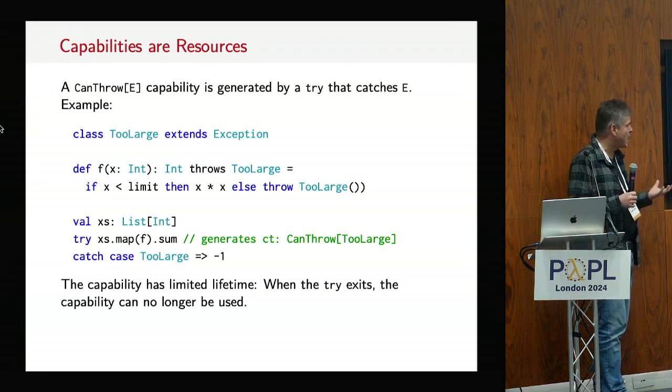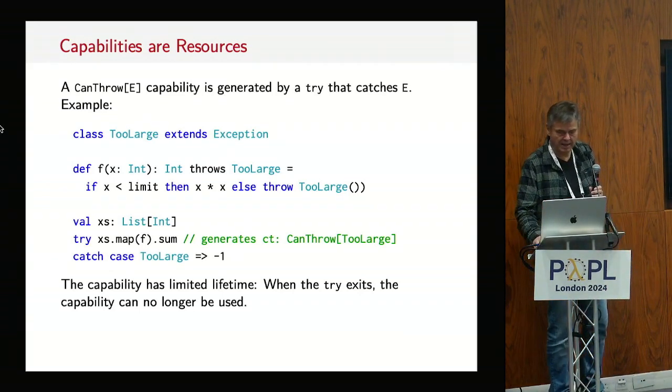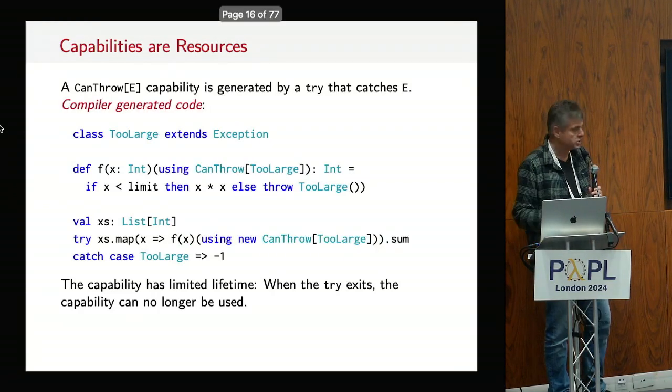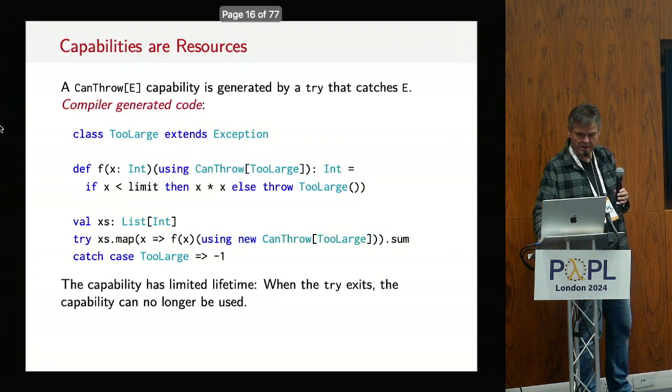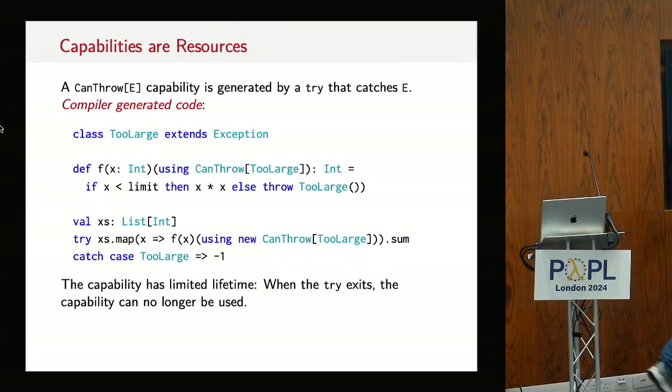So the TooLarge thing is, as we've seen, a capability. If we translate the thing to capabilities, that's what we get. The function now takes a capability, CanThrow TooLarge, and it returns an int. Otherwise, nothing has changed. And I have to generate that capability, and that's done here. So the compiler will actually pass this capability to the function. And that's a mechanism that's inherent in the try, because the try catches the exception. There's a capability available that the compiler can pass at this local point.